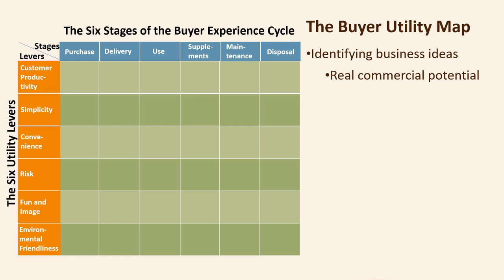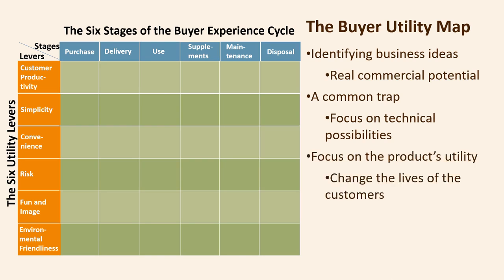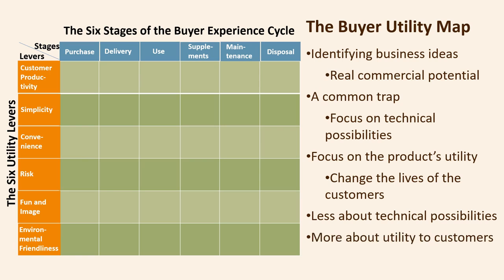Identifying which business ideas have real commercial potential is one of the most difficult challenges that executives face. A common trap is that the management focuses on a product's technical possibilities. Instead, they must focus on the product's utility to identify where and how the new product or service will change the customer's lives. It is less about a product's technical possibilities and more about its customer utility.